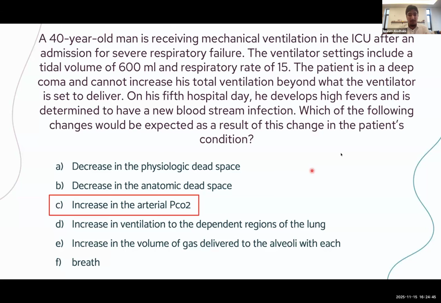The important parts of this question are that even his tidal volume and his respiratory rate, all of that stuff is irrelevant. The only thing you need to take away from this question is that the patient is in a deep coma and he cannot increase his total ventilation beyond what the ventilator is set to deliver. That is literally the main takeaway from this question. And then you go and read the rest of the question. Sometimes they're going to put a very key detail in between a bunch of slop.